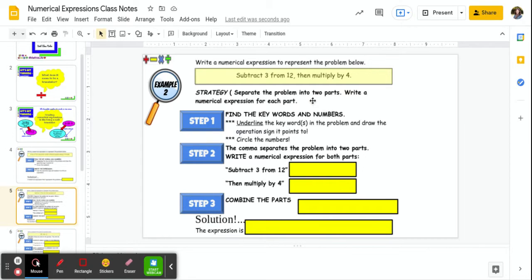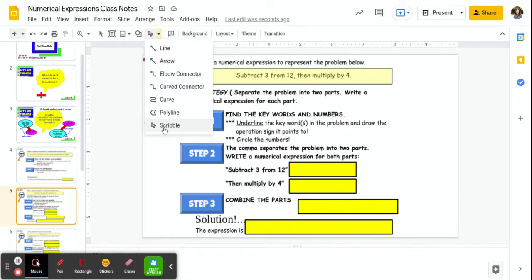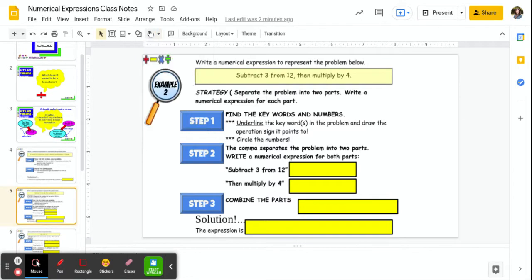So the strategy here, guys, is going to be, we're going to separate this into 2 parts. We're going to write a numerical expression for each of the parts. You'll notice step 1 is just the same. The first thing I'm going to do is get my scribble feature ready. Click on our line. If you need to go back to the scribble, you can select the line and go back to scribble. But if you see the scribble right here, then you know it's defaulted to scribble.